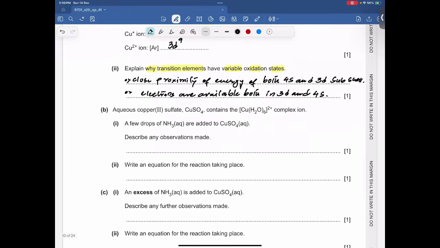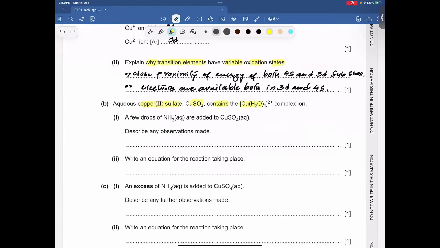Next, aqueous copper 2 sulfate contains this ion. When few drops of aqueous ammonia are added to copper 2 sulfate, describe any observation made. Well, let me show you the equation. That's pale blue solution of aqueous copper 2 sulfate. When treated with few drops of aqueous ammonia, my goodness, when we talk about few drops, I'm going to write 2NH3 here. Acid-base reaction takes place, also called precipitation reaction.